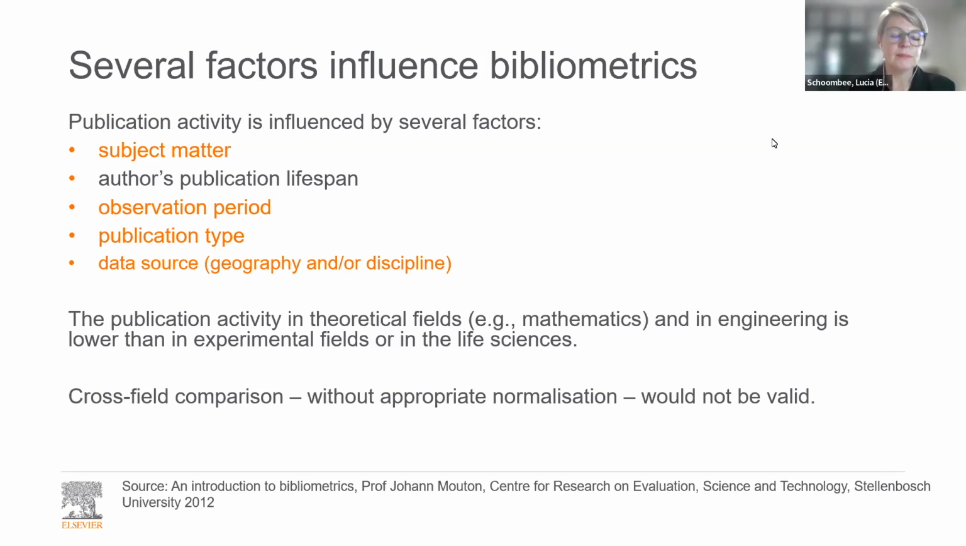The publication activity, for instance, in theoretical fields like mathematics and in engineering is lower than in the experimental fields like life sciences. So subject matter matters a lot in terms of the citation culture within that subject area. In all of these cases, that makes it necessary to normalize the journal metric. CiteScore and impact factor are both not normalized, so they are intended to only compare journals within a specific subject area.